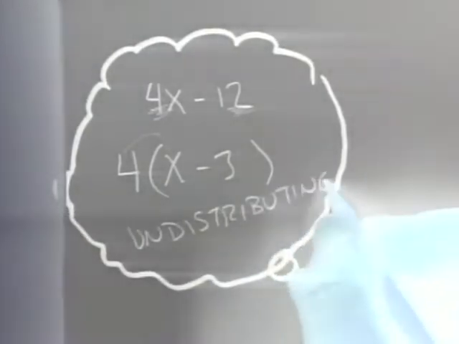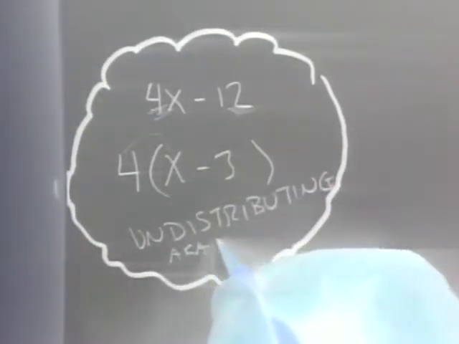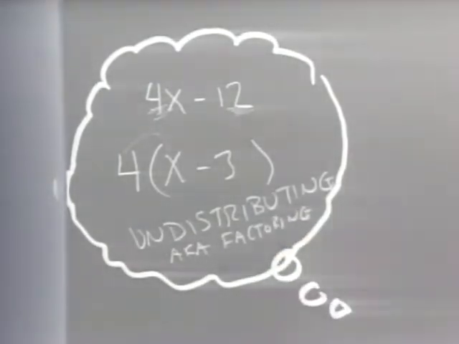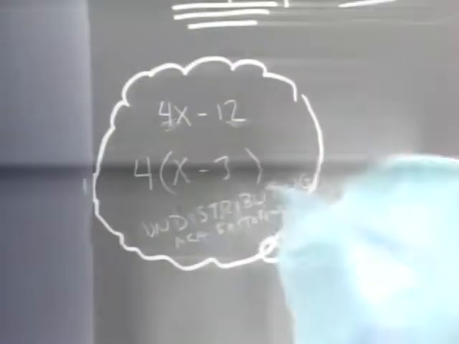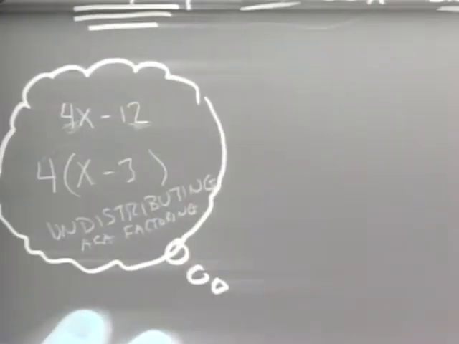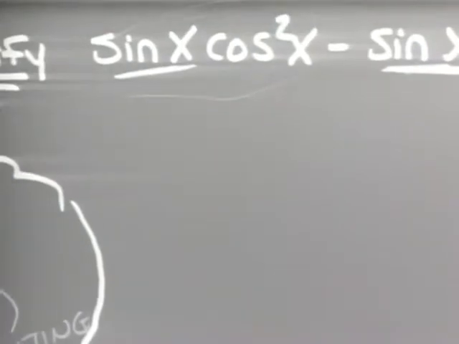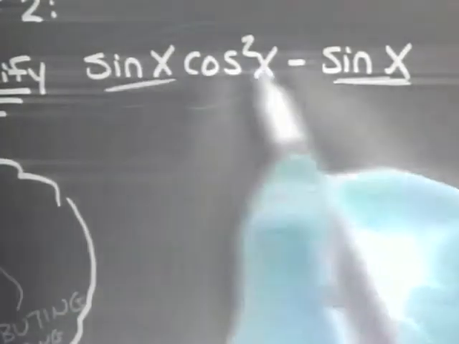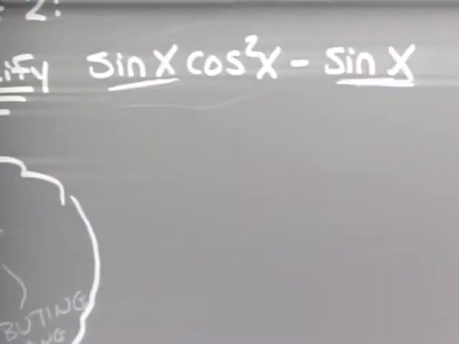So this is undistributing, or factoring. I think most teachers would probably say it the other way: this is factoring or undistributing. Either way, that's what we're going to do, but it's going to be a lot harder because we're doing it with trig stuff here.